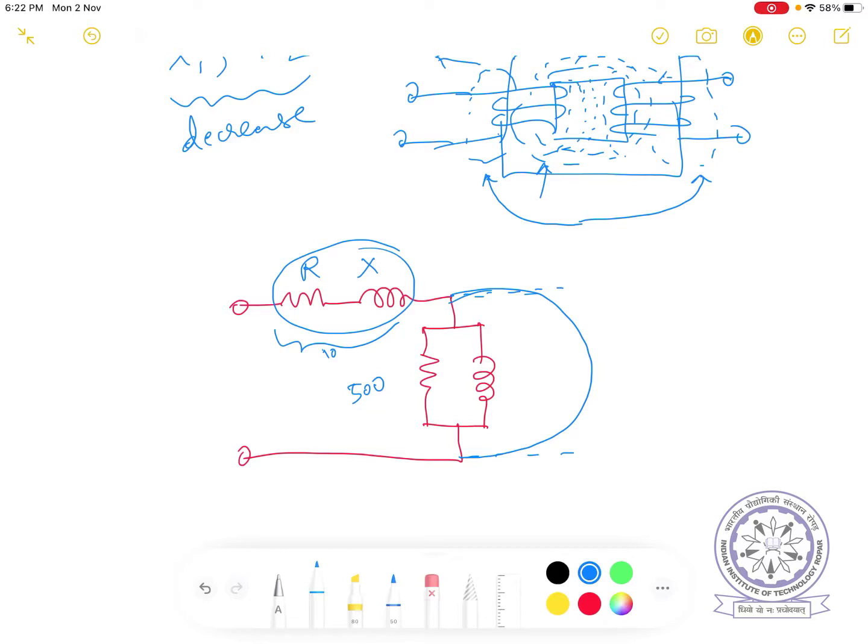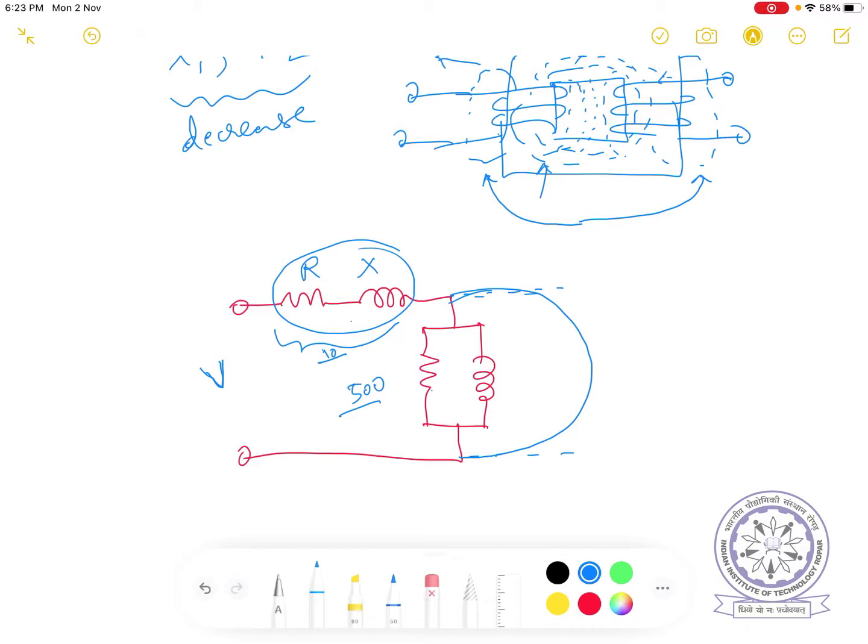Therefore, you can't expect to apply more voltage here. If you apply rated voltage, it has to encounter these two impedances, one is 10% and the other is 500%, so roughly 500% plus will be the impedance here. Under open circuit conditions, this much impedance will be there.